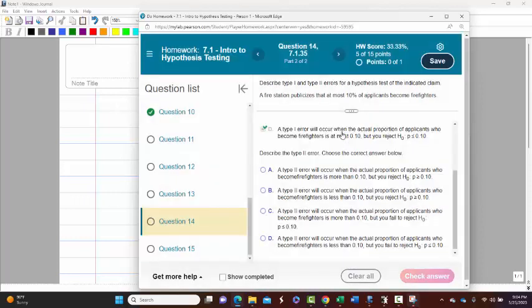Oh, this one's got type 1 and a type 2. Okay, that's good. Type 2, failing to reject the H0 when the H0 is false. Now this one answers A and B automatically have the wrong H0s, greater than or equal to, so it's got to be C or D.